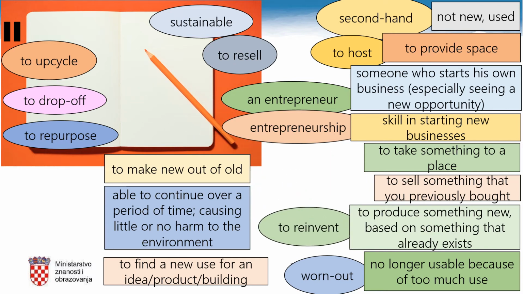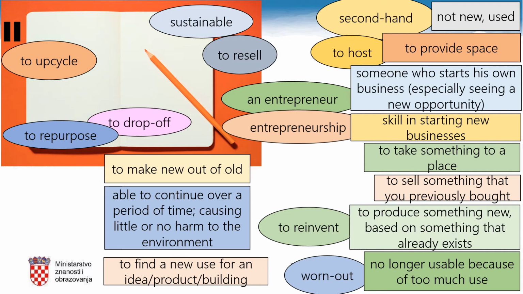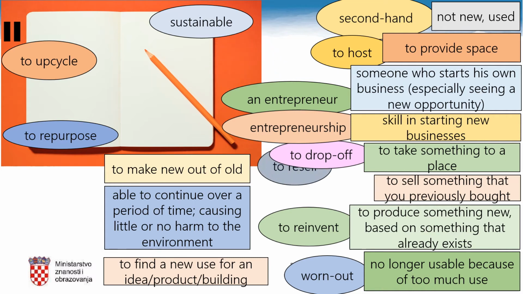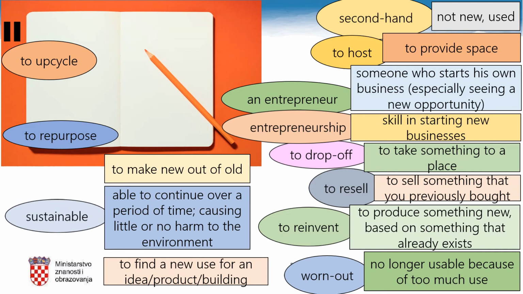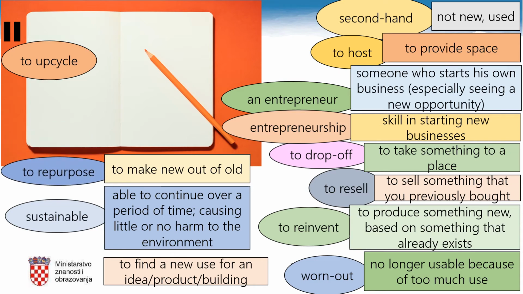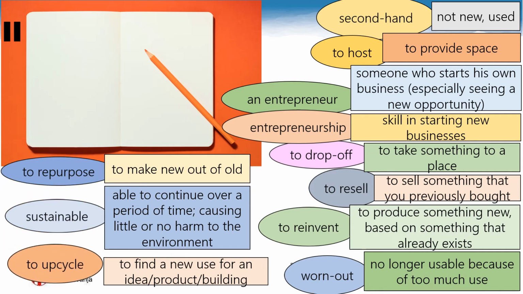To reinvent means to produce something new based on something that already exists. To drop off means to take something to a place. To resell means to sell something that you previously bought. Sustainable means able to continue over a period of time, causing little or no harm to the environment. To repurpose means to make new out of old. And finally, to upcycle means to find a new use for an idea or a product or a building. Well done!